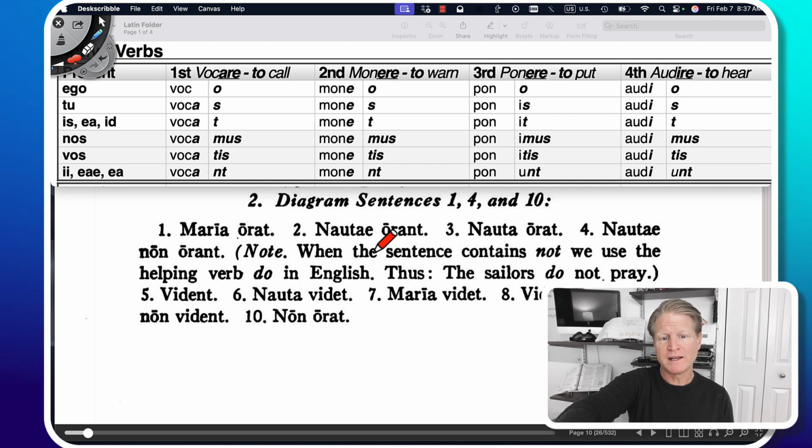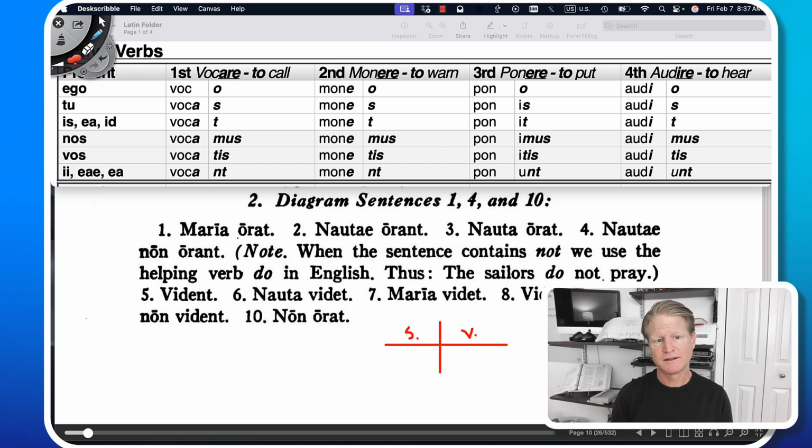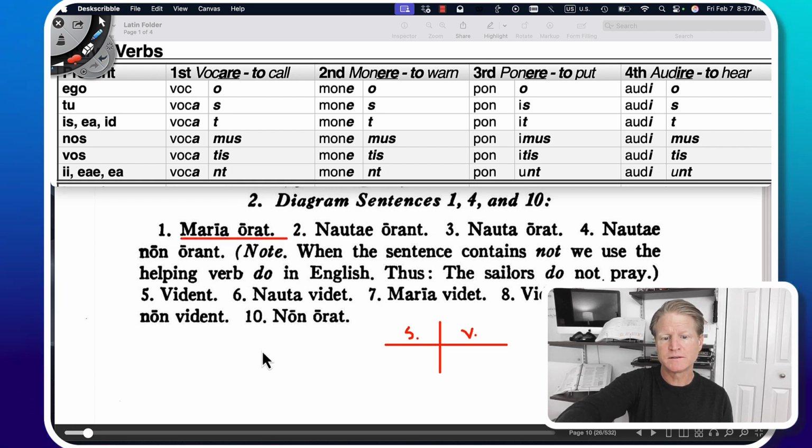For diagramming right now with these sentences, it's super simple. All we do is draw a straight line and divide it. This is where all diagrams begin, and the subject goes on the left side and the verb goes on the right side. Simple as that. So we could actually diagram this sentence right here without moving. We could say Maria, and we'll draw a line under Maria orat. Maria orat. And then we just split it down the middle and we have diagrammed sentence 1. Maria, subject of the sentence. What is she doing? She's praying. Maria orat.